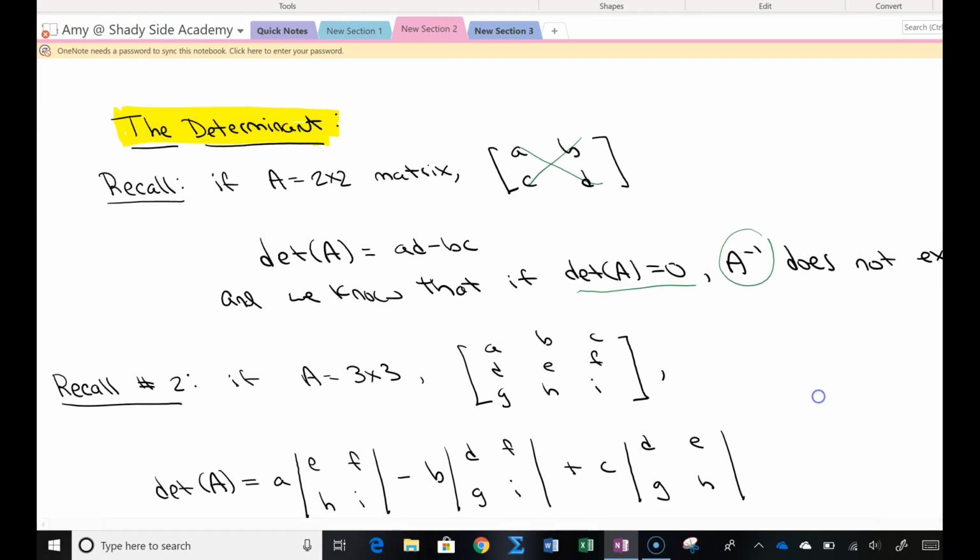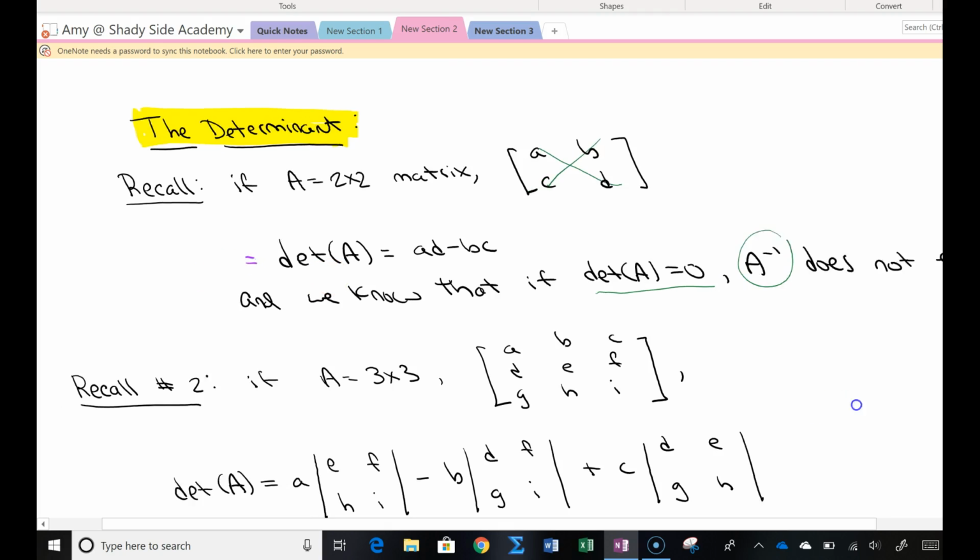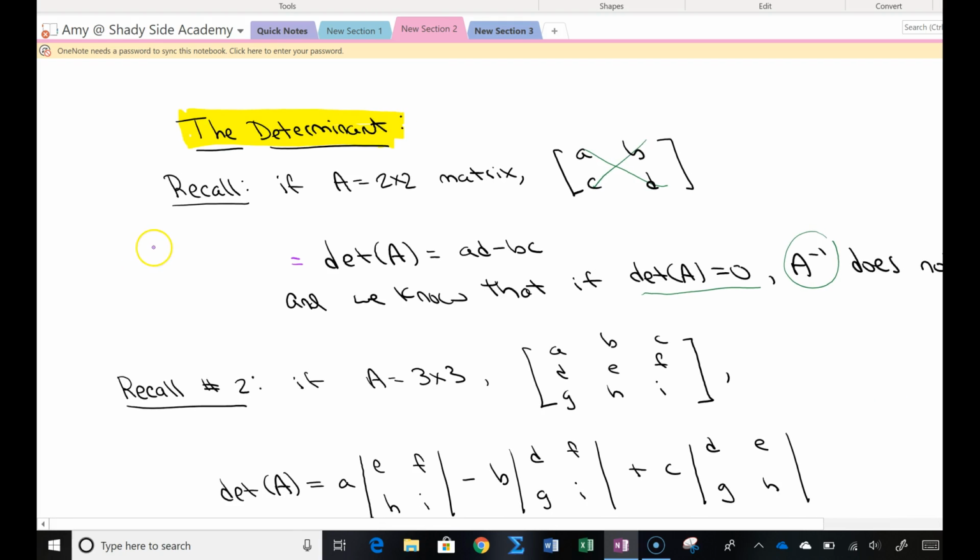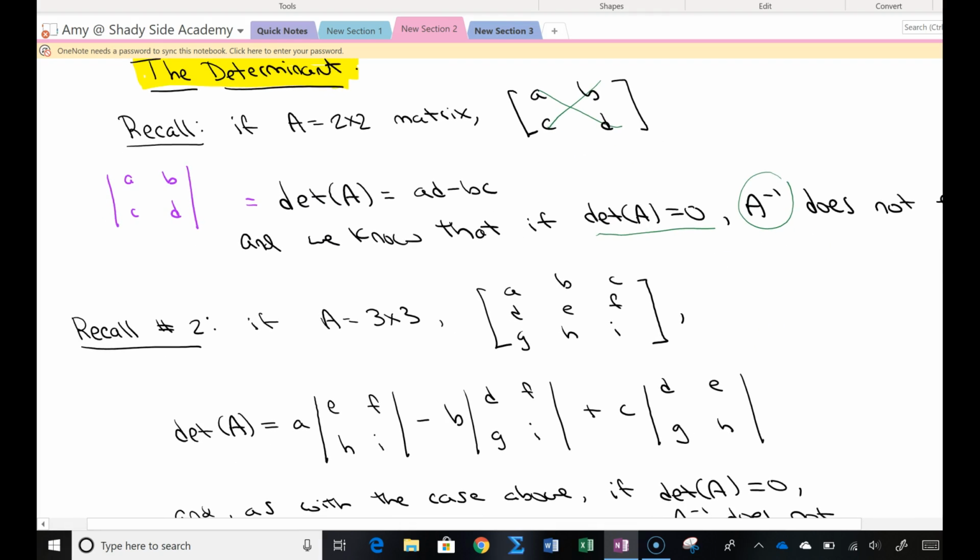Another way, just before I move on here, see how I wrote determinant of A? You can also see the determinant of a matrix written this way, with the straight bars, the determinant of the matrix with entries A, B, C, D, right? So these straight bars here mean determinant of.